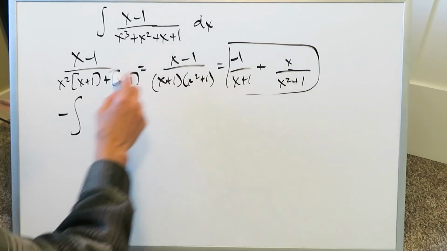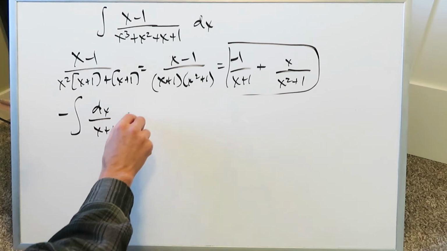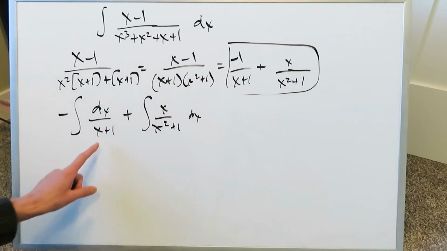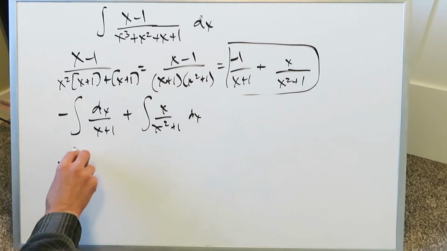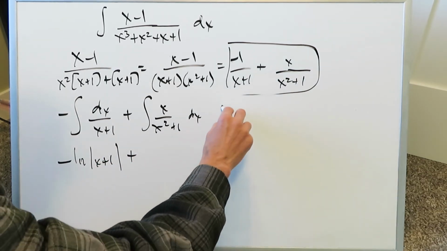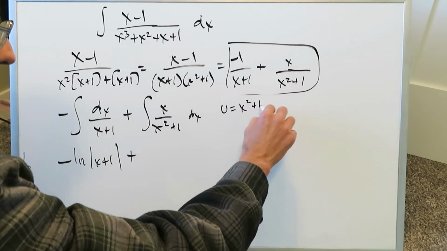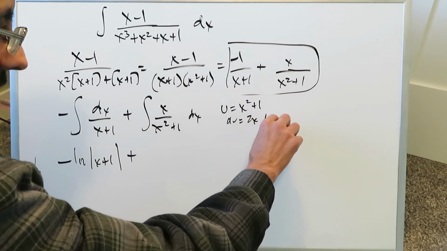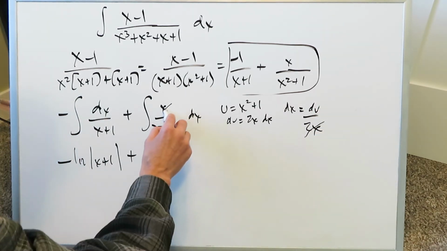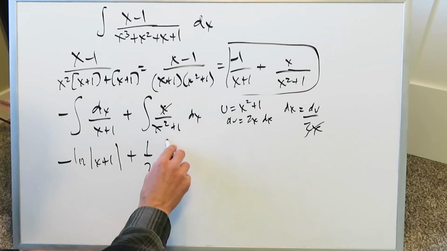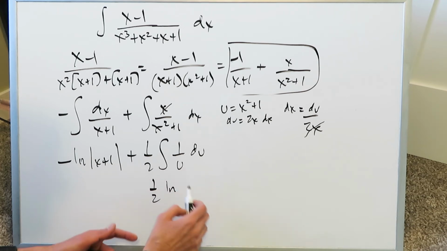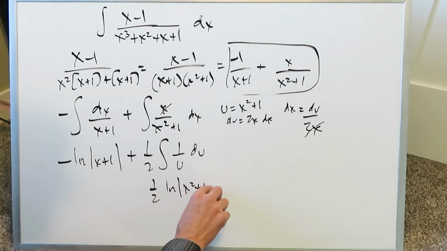Separate them across the integrals, bring the minus out, you have a dx over x plus 1 plus x over x squared plus 1 dx. This here is very easy. You can just look at it and integrate it. You have minus natural log x plus 1 plus, if you do the polynomial substitution technique, u is equal to x squared plus 1, du is equal to 2x dx, and dx is equal to du over 2x. This divided by x will cancel out with this. You bring out a 1 over 2 outside, and then you'll have 1 over u du. When you integrate this, you'll have 1 over 2 ln u, right? ln u, but u was x squared plus 1.